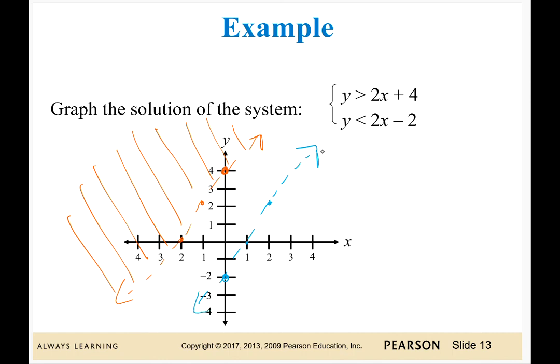I'm going to check 0, 0. Is 0 less than 0 minus 2? So is 0 less than negative 2? It is not. 0 is greater than negative 2. So I shouldn't be shading here. I should be shading this way.